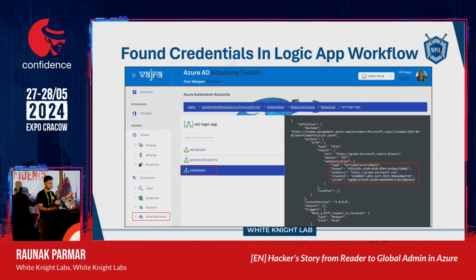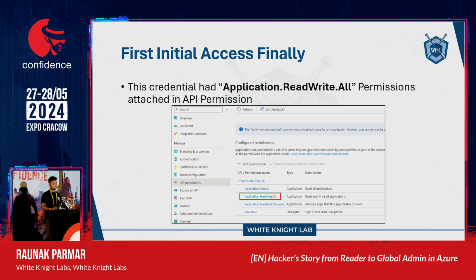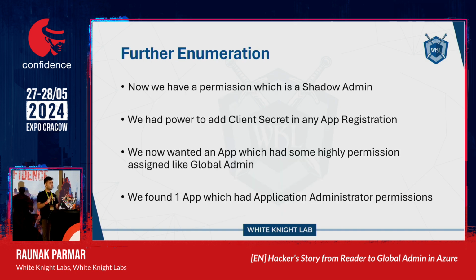Here you can see I performed a scan and found a logic app with a workflow in which I found service principal credentials. Since we had reader permissions, we could quickly check what permissions that service principal had, which is basically an app registration. We found that the app has Application.ReadWrite.All, which means we had effectively found a shadow admin app. Because we had permissions to write applications, we could add a new client secret within that app. It's quite similar to having an IAM key, where you add more secrets, but in Azure we can have multiple secrets with no limitations.